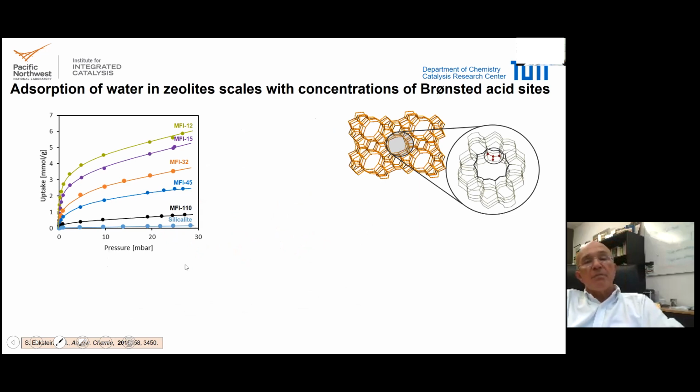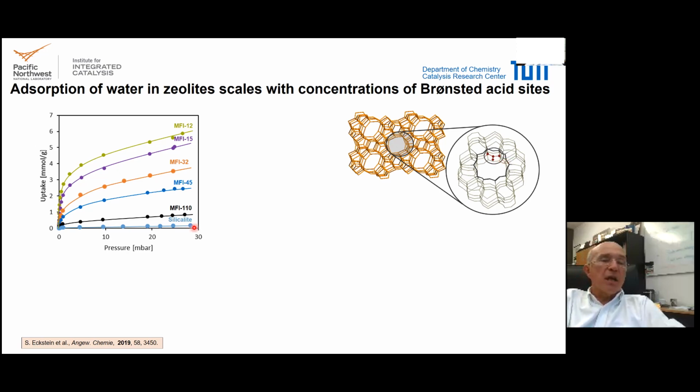We do this by taking a zeolite. In this particular case, I have chosen ZSM5 with pores of approximately 0.55 to 0.6 nanometers. And in these pores, you do have some sites in which a silicon tetrahedron has been replaced by an aluminum tetrahedron, which generates an acid site. And we will be discussing the concentration of these acid sites and the effect that water has on them.